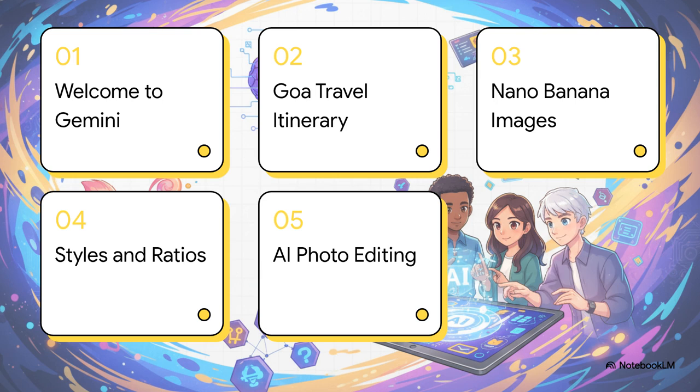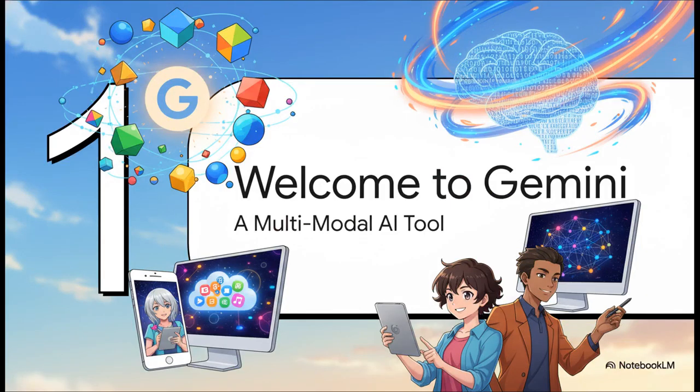Okay, so here's our roadmap for today. 1. Welcome to Google Gemini. 2. A custom Goa travel itinerary. 3. Nano Banana image generation. 4. Prompt styles and ratios. And 5. Seamless AI photo editing. Let's jump right in. Section 1.